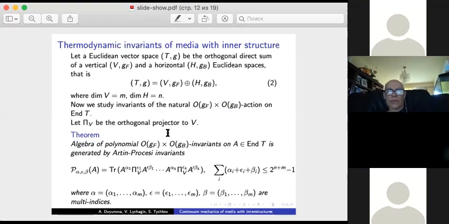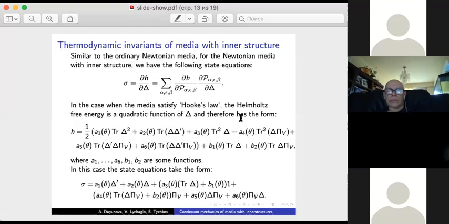Now, I didn't write the formula for how much we should expect, but it is not just the sum of invariants of this action on space V and of this action on space H. It has some invariants composed of both spaces. Well, let's look at an example.